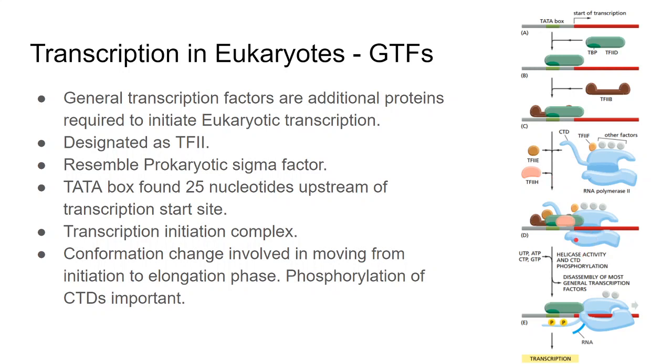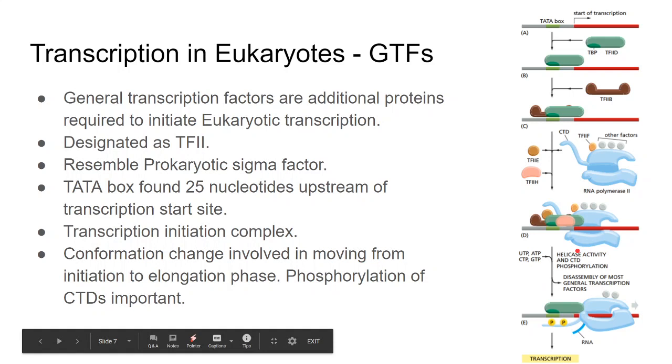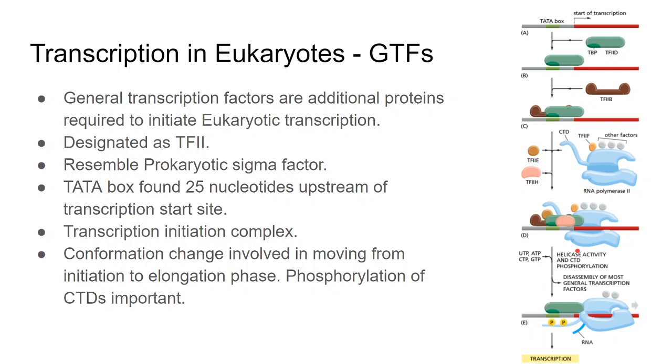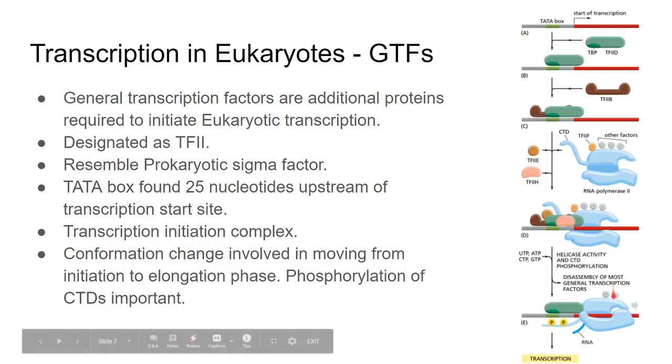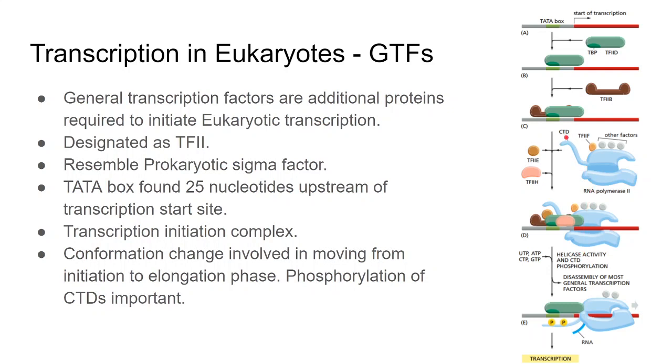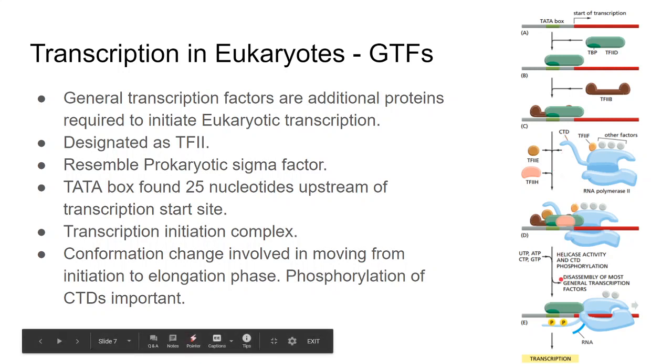So once the RNA polymerase is bound, you have certain conformational changes in the RNA polymerase, which allow it to continue elongation. So you need helicase activity to unwind the double-stranded DNA for this to occur. You need phosphorylation of CTD. CTD stands for C-terminal domain. So this long chain you see, that's a C-terminal domain, and this is very important for RNA processing. We'll come to that later. And then you have the addition of UTP, ATP, CTP, GTP. These indicate the ribonucleotides which are being added.